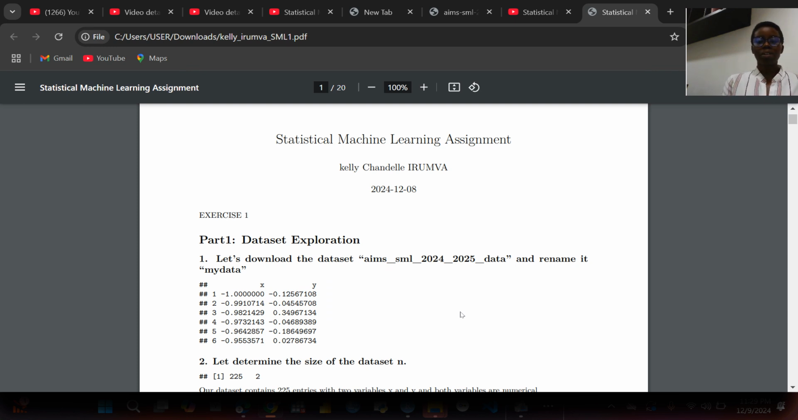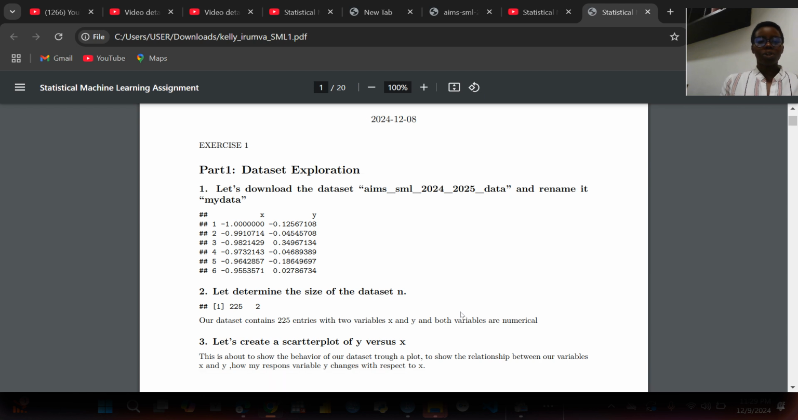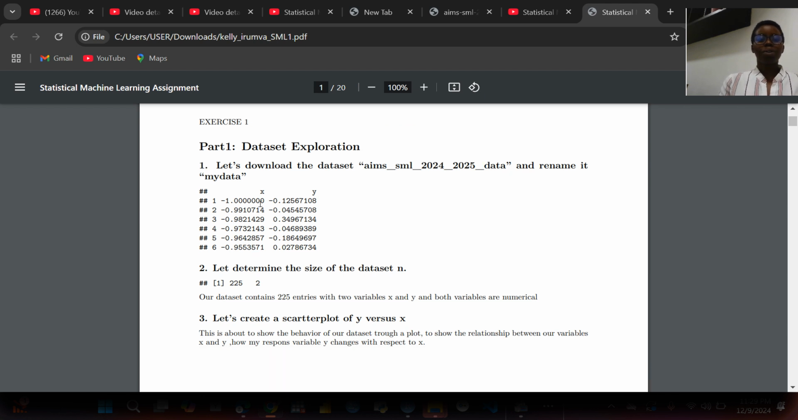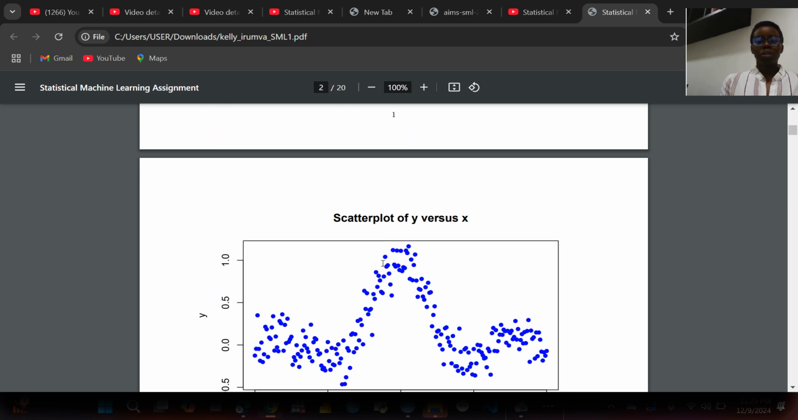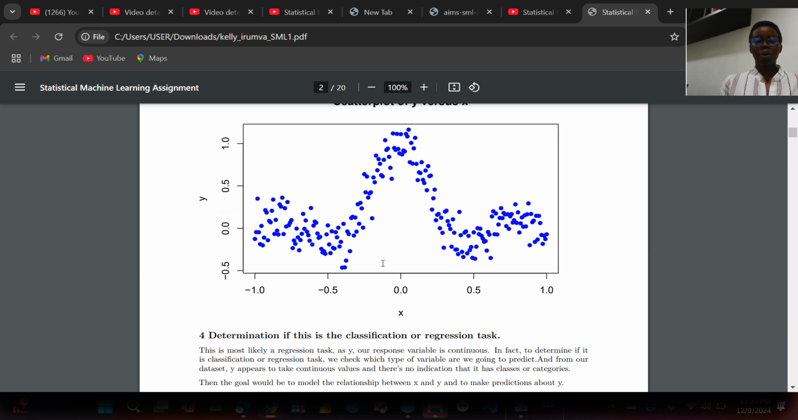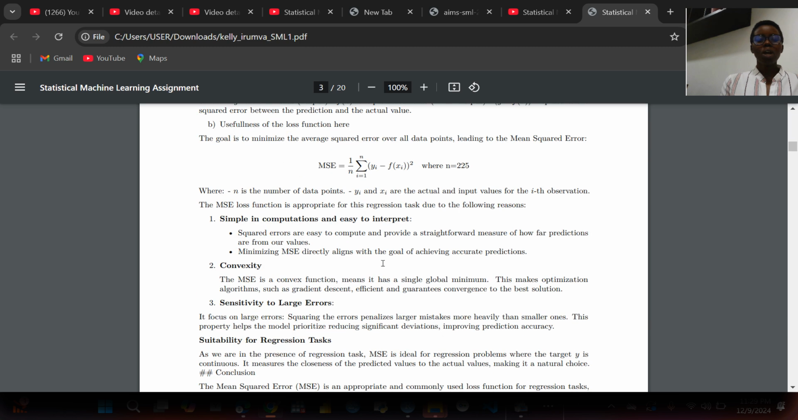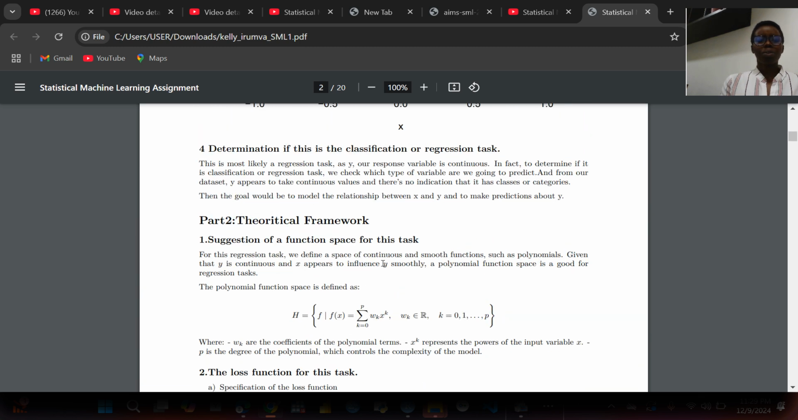on statistical machine learning. I work on two tasks, regression and classification. With regression, I work with Y as the response variable and X as the dependent variable. This is the relationship between X and Y with a plot. We move on to the second part with the theoretical framework.